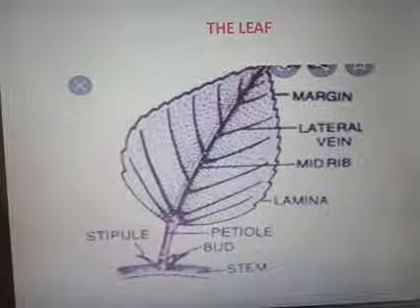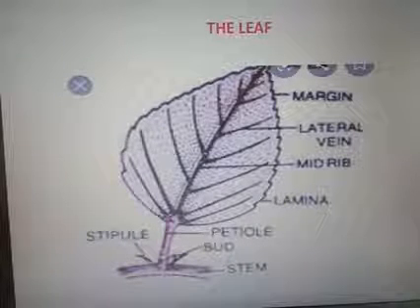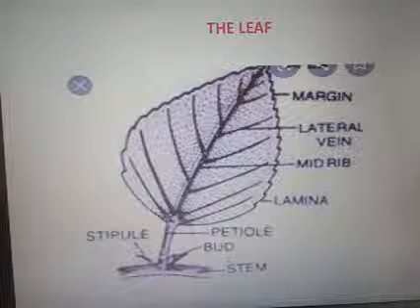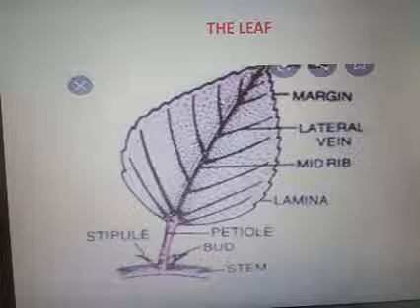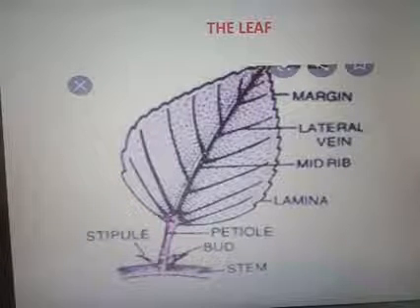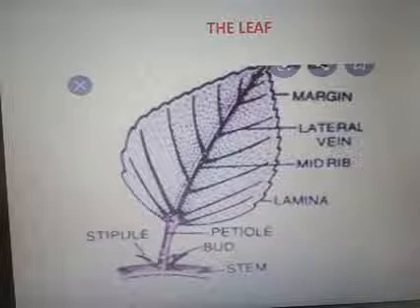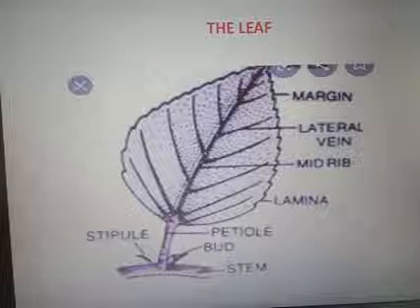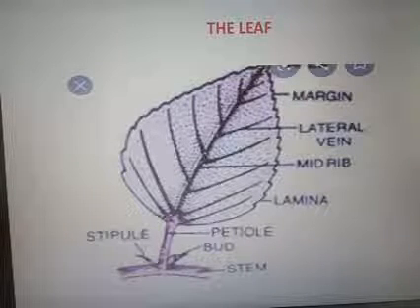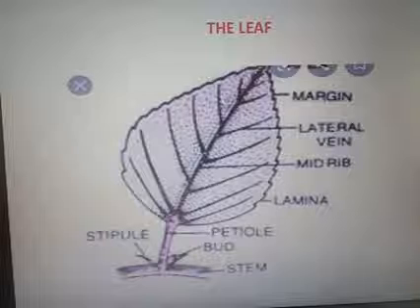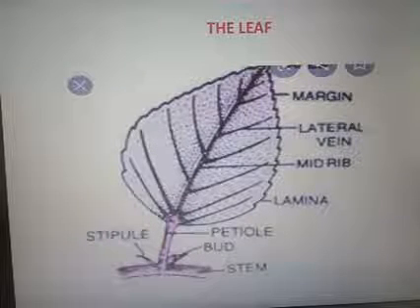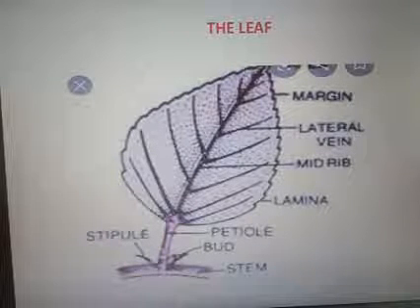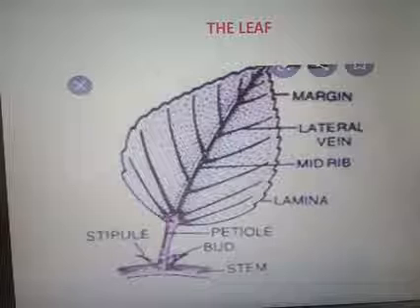It performs vital functions like photosynthesis and transpiration. The main parts of the leaf are leaf base, petiole and the lamina.